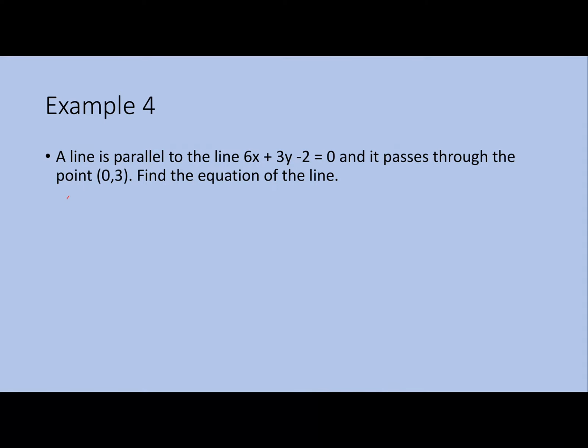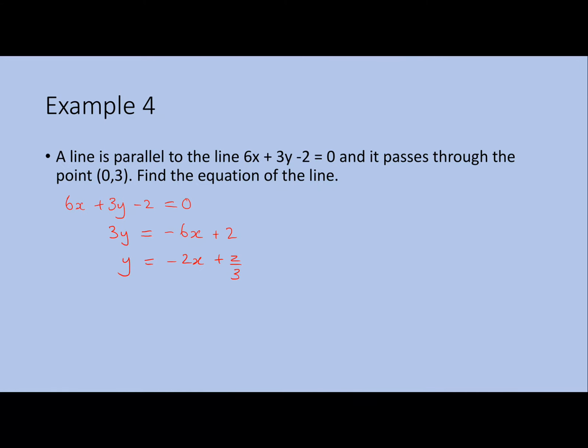Let's take that equation, 6x plus 3y minus 2 equals 0, and get it in the format y equals mx plus c. So if we just take off the 6x and add 2, we'll get 3y equals negative 6x plus 2. And then we'll have to divide through by 3. y equals negative 2x plus 2 over 3. Okay, so now we can see that the gradient of this line is negative 2, and that's the gradient we'll use for our new line.